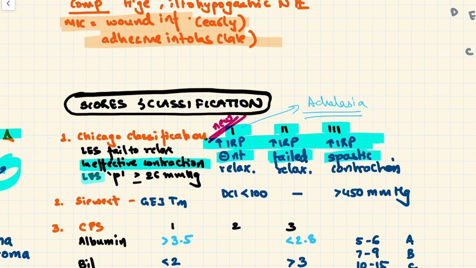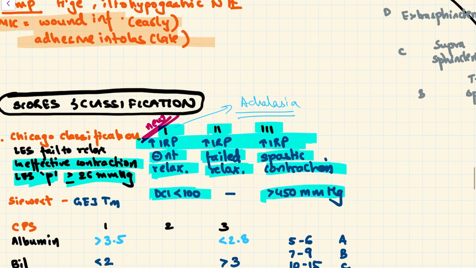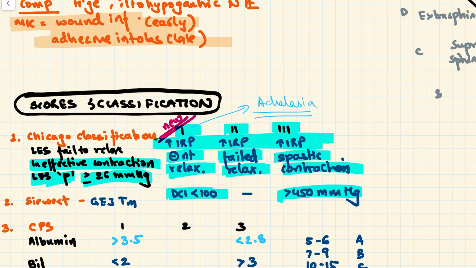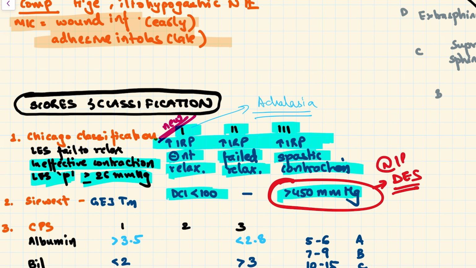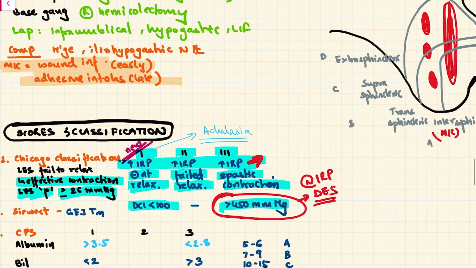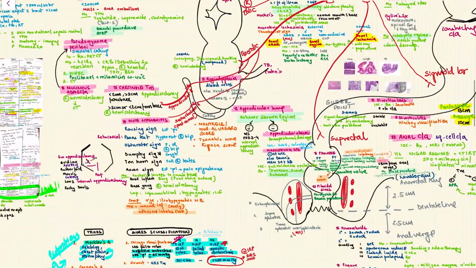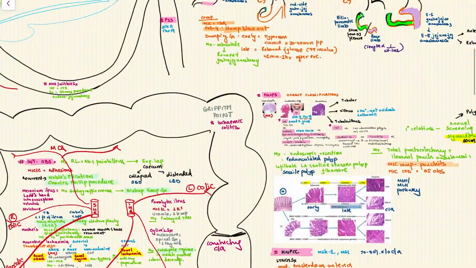Then lower esophageal pressure is more than 26 mm Hg, and in type 1 there is relaxation, in type 2 also relaxation, while in type 3 there is contraction. DCI of type 1 is less than 100, while type 3 is more than 450. So why was I telling this? Because DCI more than 450 was also seen with diffuse esophageal spasm. But how will we differentiate it? Here the IRP is normal, while in achalasia the IRP is raised. Just remember this, that IRP is raised, the rest is not important.